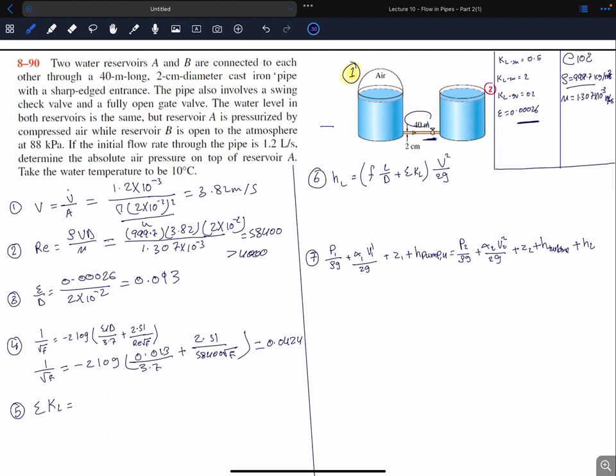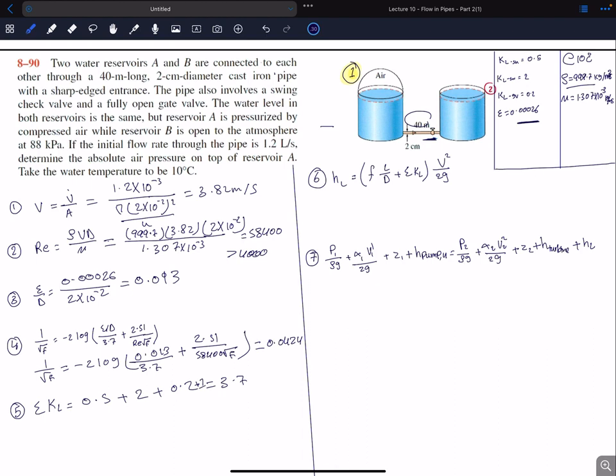Next we have to calculate the summation of the loss coefficients for the sharp edge, the check valve, and the fully open gate valve. For the sharp edge 0.7, for the check valve 2, for the open gate valve 0.2, which is equal to 3.7 in total.